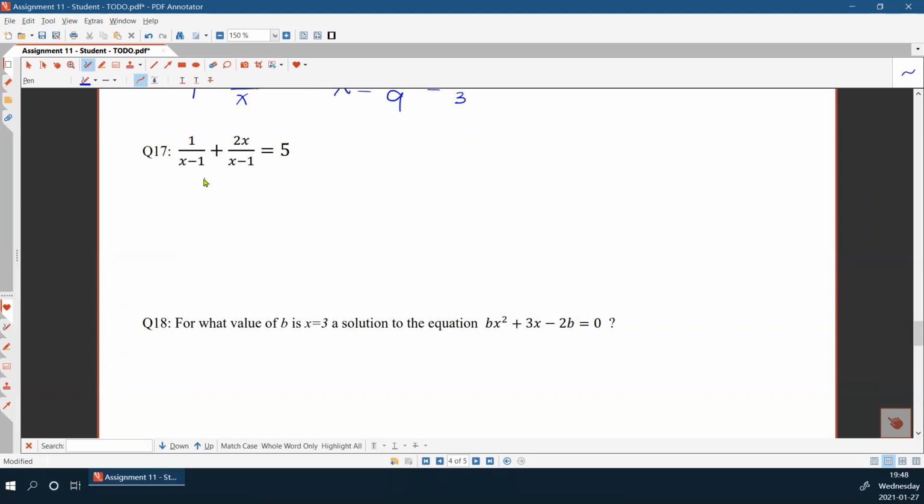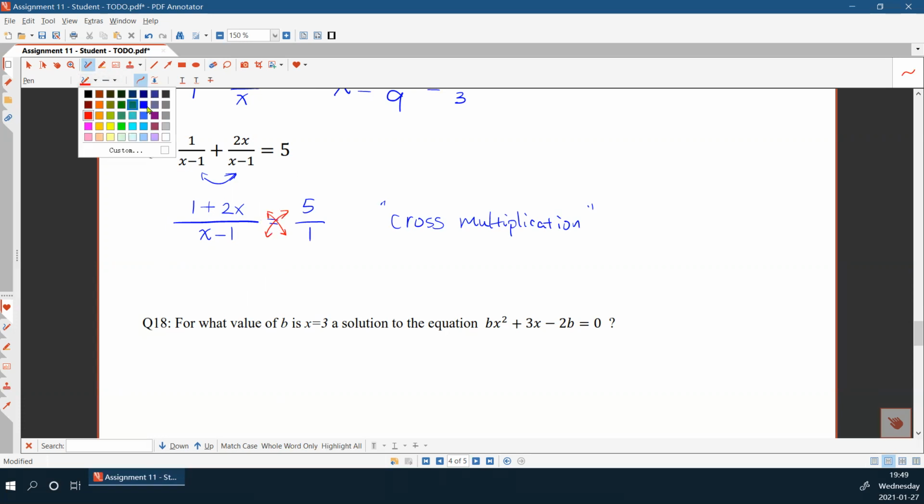For the left-hand side of the equation, these two terms have common denominators, right? So we can combine them. 1 plus 2x over x minus 1 equals 5, right? Okay, next, equals 5. 5 is actually 5 over 1. Next, cross multiplication. Okay, by using the cross multiplication, we get 1 plus 2x times 1 equals 5 times x minus 1, right?